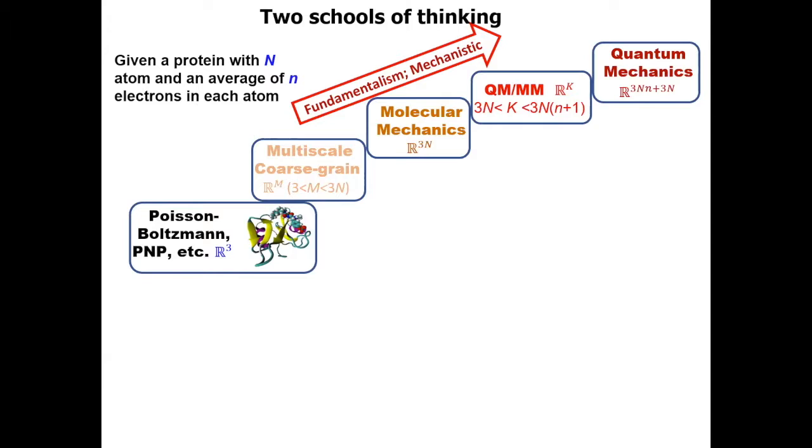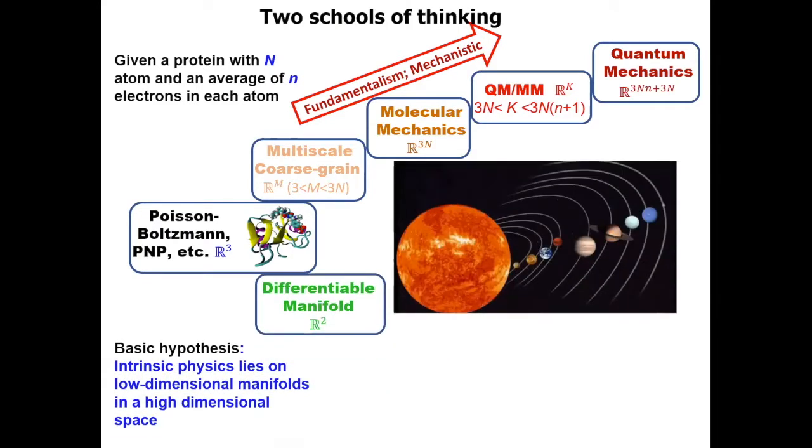However, there's a different approach. For example, if you look at this solid system, and you're not interested in everything, you're just interested in the surface of the Earth, this blue stuff. In mathematics, it's a so-called differentiable manifold, and really such a manifold is just a two-dimensional surface. So the hypothesis for this different method to work is that the intrinsic physics lies in a low-dimensional manifold embedded in the high-dimensional space.